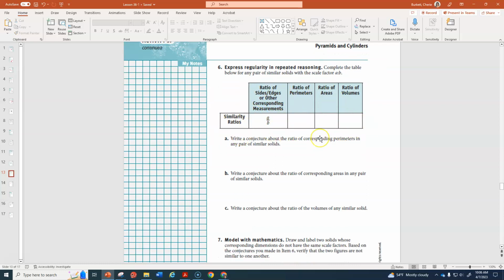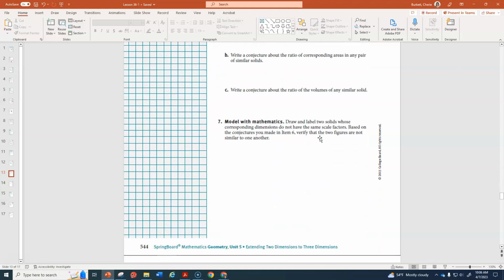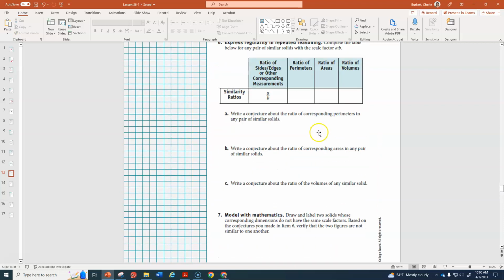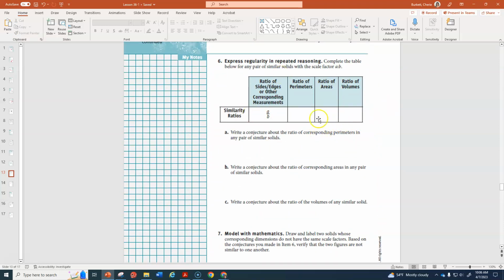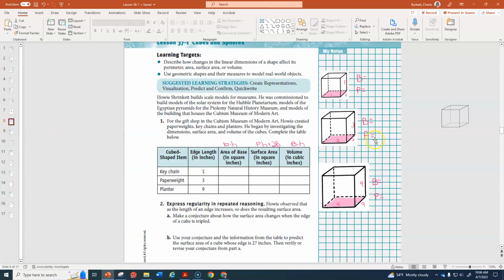We're going to fill this out on page 544. When we're finished with these few examples, this is going to be the formula that you have to memorize. Okay, so we're back here looking at these cubes. We're going to make a keychain, a cube paperweight, and a cube planter.